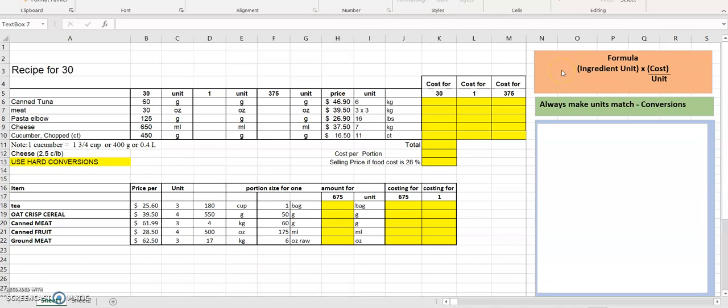Just for review, we have our formula: ingredient unit times cost per unit. We always want to make sure those units in the formula match using conversions. This time it's telling us to use hard conversions. So let's get started with canned tuna.